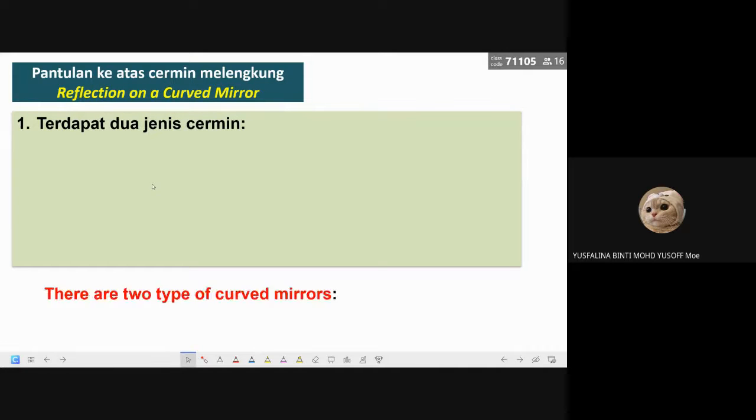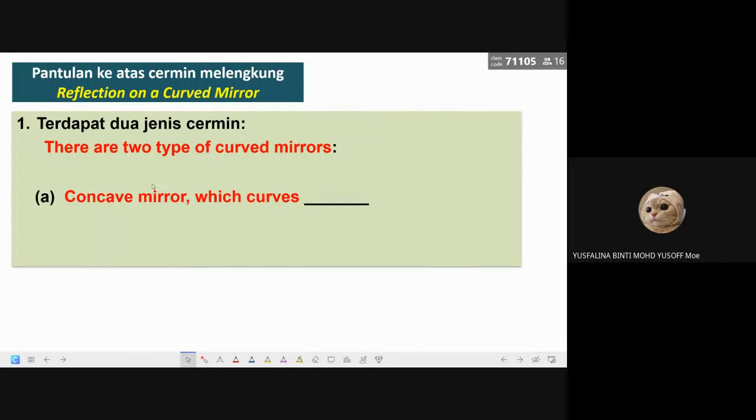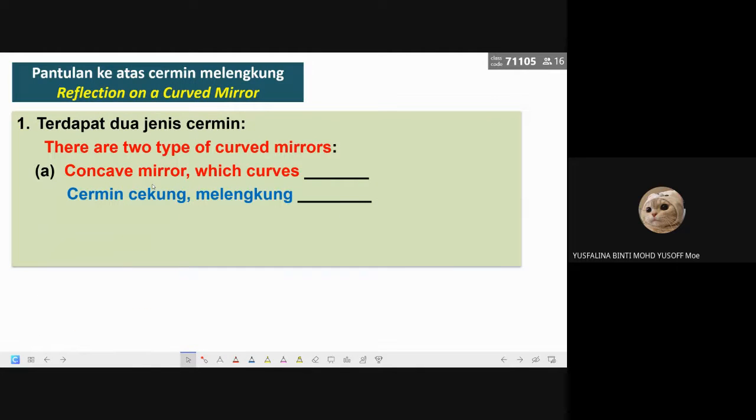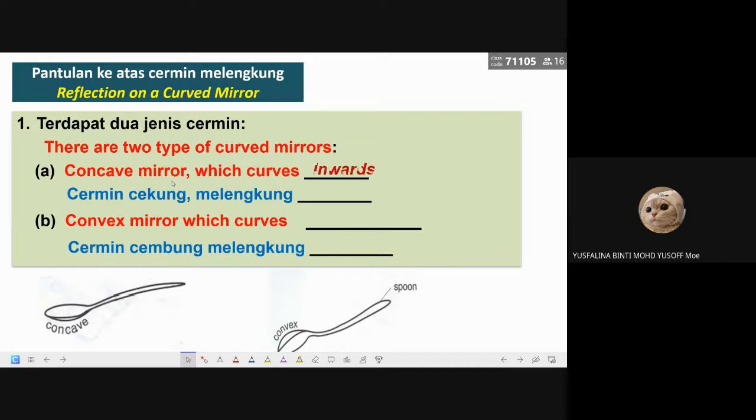There are two types of mirror. The first one is the concave mirror, which curves inwards, while the convex mirror curves outwards. An example is a spoon here, which is concave inward. The shape of the concave mirror is like this, just the same as the concave lens, and the convex is like this.